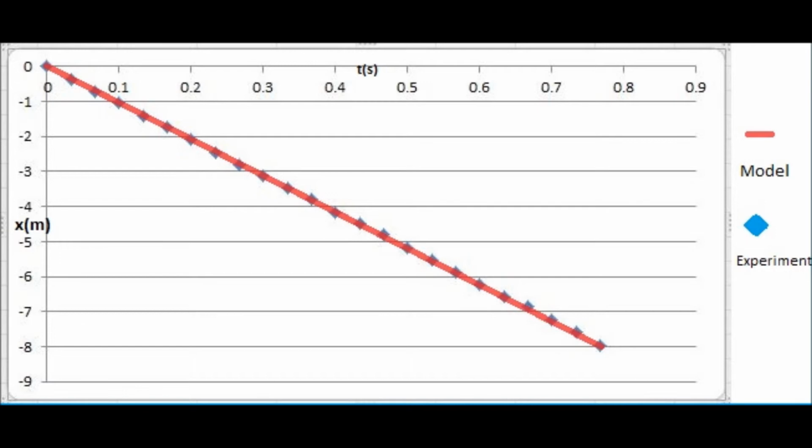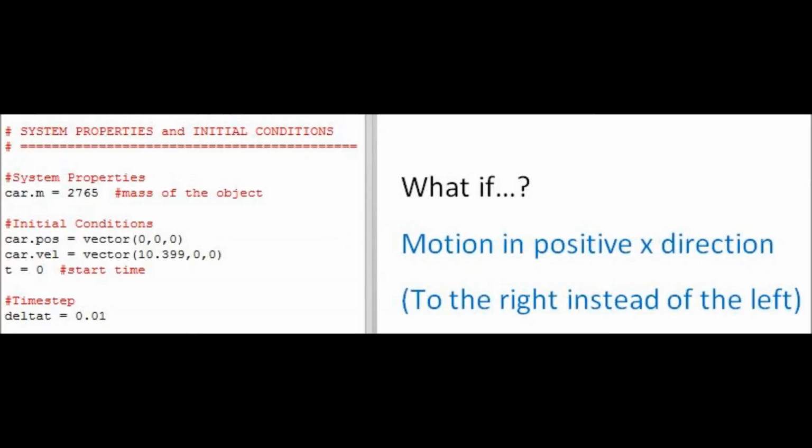The data from both the model and the experiment are plotted here on a graph in Excel. Blue dots represent the experiment and the red line represents the model. Time is on the x-axis with position on the y-axis. As you can see, the model and experiment are nearly identical.